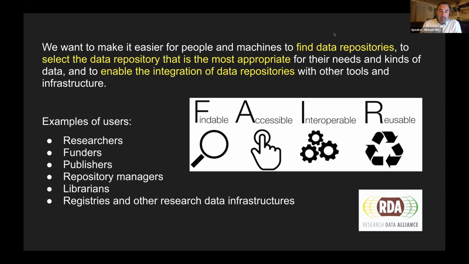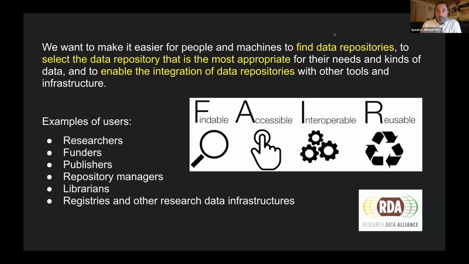In our case statement, we have outlined a number of different user groups or stakeholders that would benefit from having better information about repositories. So, we're talking about research data in repositories and how we describe those repositories. What are the different attributes or descriptors? Examples of attributes might be really simple things like the name of the repository or its URL.